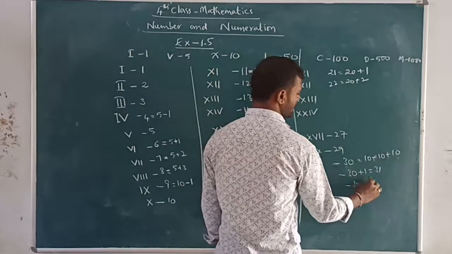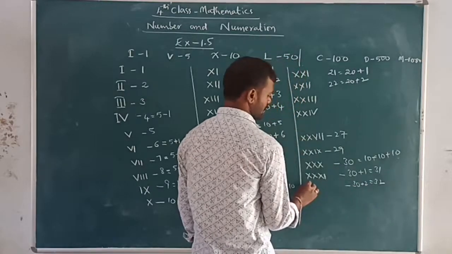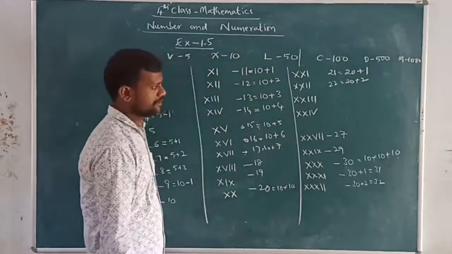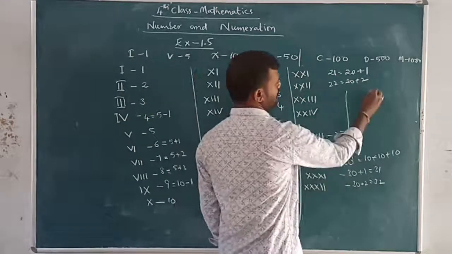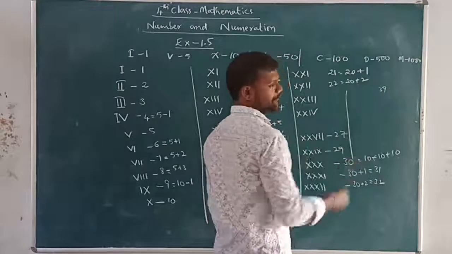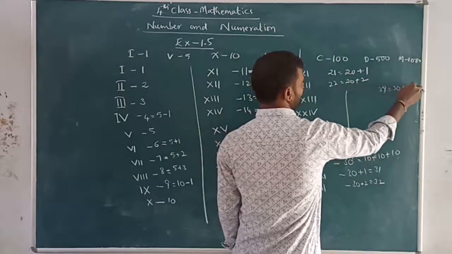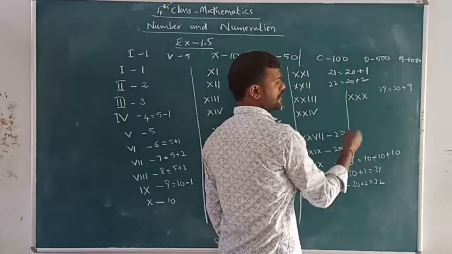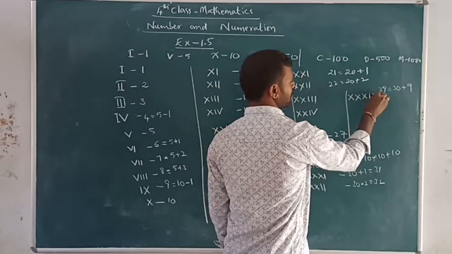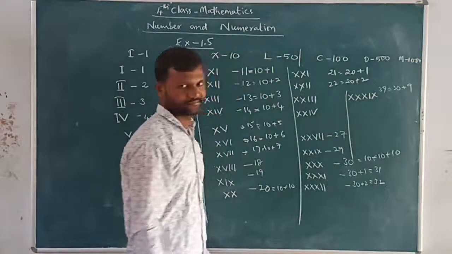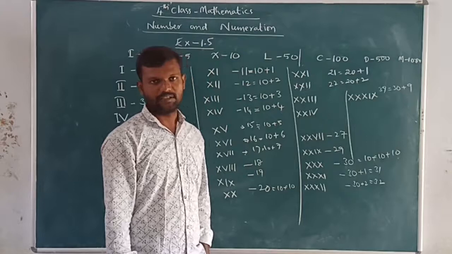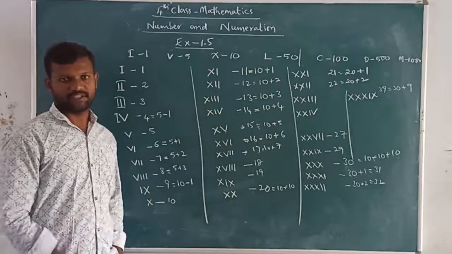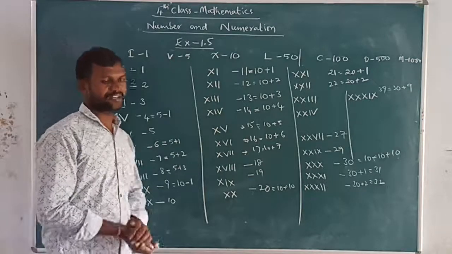Next, 32. 30 plus 2 means 32. So what do we have to write? This is 30 and 2 means 2 lines. Similarly, if I want to write 39, how can I write it? 39 means 30 plus 9. So this is 30, and 9 is this. So 39. Okay, like this you have to write up to 39 in exercise 1.5. Complete that one. By this the first chapter ends.